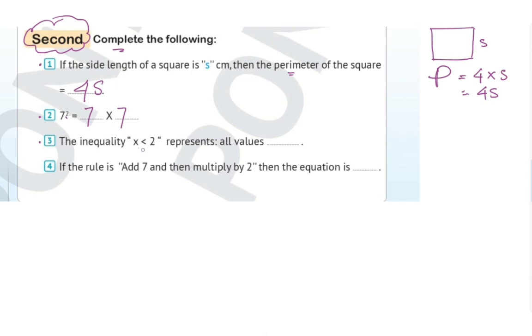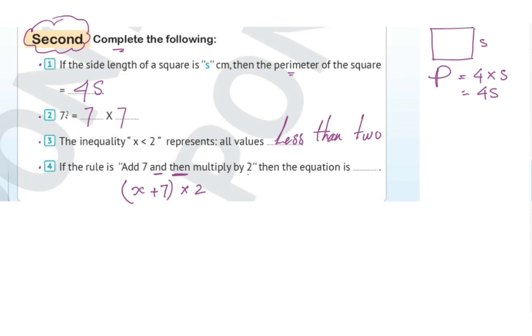Yes, x less than 2. Yes, all values less than 2. Okay, last point, the rule is add 7. Add 7 to what? To a number x. Add 7, okay. Note with me, and then after adding 7, I will multiply by what?